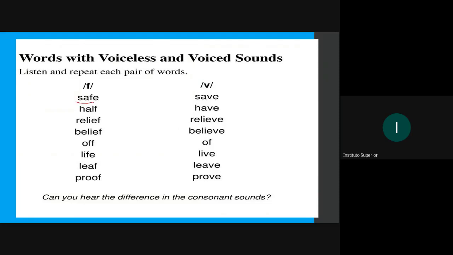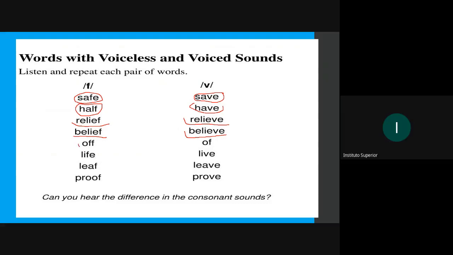This one. Save. Save. Here. Save correctly. Here. Have. Okay. Have. Good. Here. Relief. Relief. Okay. Here. Believe. Believe. Good.